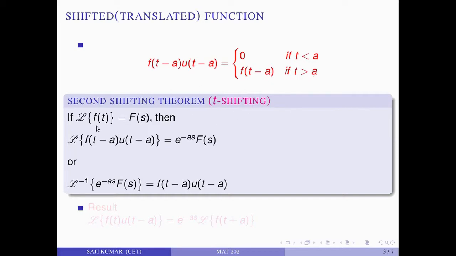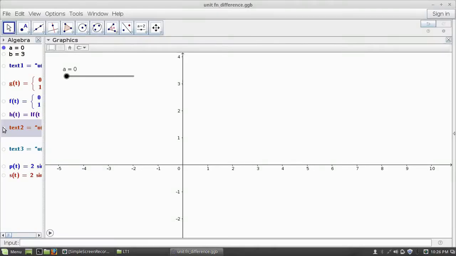Second shifting theorem or t-shifting: if L of f(t) is equal to F(s), then L of f(t minus a) into u(t minus a) is equal to e raised to minus as into F(s). Or, the inverse transform of e raised to minus as F(s) equals f(t minus a) into u(t minus a). An important result: the Laplace transform of f(t) into u(t minus a) equals e raised to minus as into L of f(t plus a).